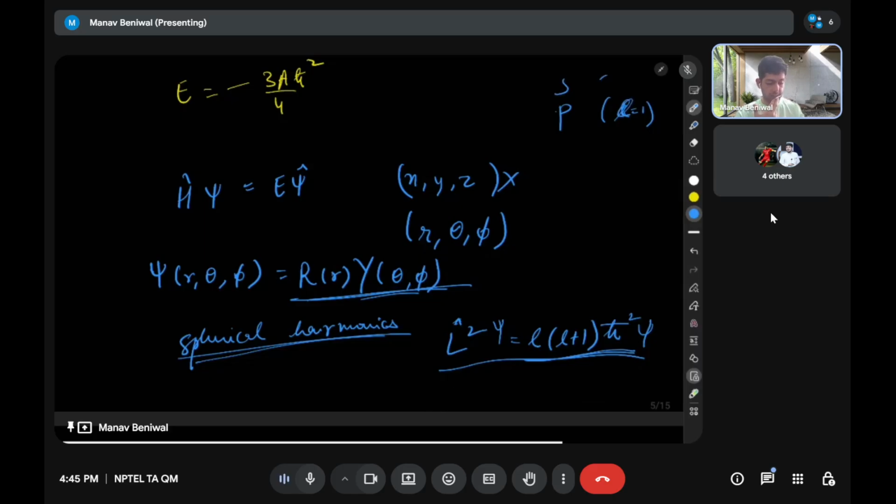For s orbital, L is 0. And for L as 1, we'll have 3 values of m: minus 1, 0 and plus 1. So for a p orbital, for example, you can plug in L equals 1, and what you will get is 2 h cut squared. So this will be the orbital angular momentum corresponding to your electron in a p orbital.